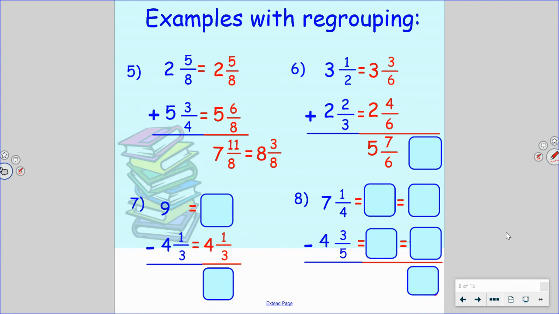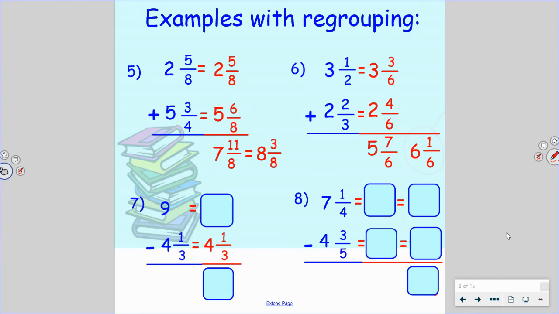We end up with 5 wholes and 7/6, which can be rewritten more appropriately as 6 wholes and 1/6. Again, that is the same amount of pizza. It's just 2 different ways of representing it. And we're going to prefer a more simple mixed number without an improper fraction.